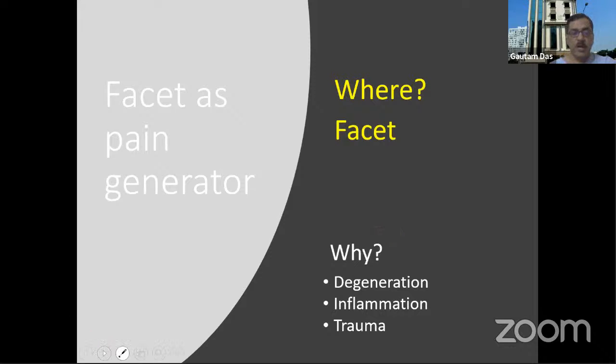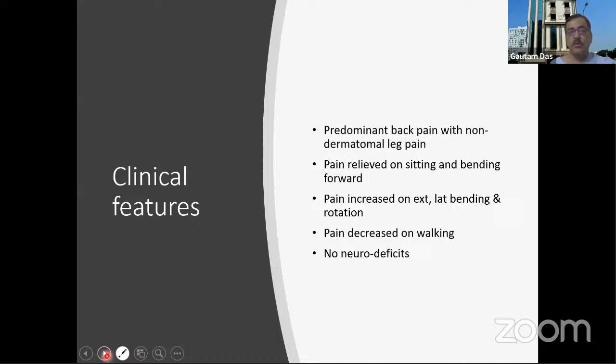So now, the third important source of pain. These are the features, as I mentioned: predominant back pain, non-dermatomal leg pain, pain relieved on sitting and bending forward, pain increased on extension, lateral bending and rotation, pain decreased on walking, and there will be no neurodeficits. So these are the short clinical features of facet pain.